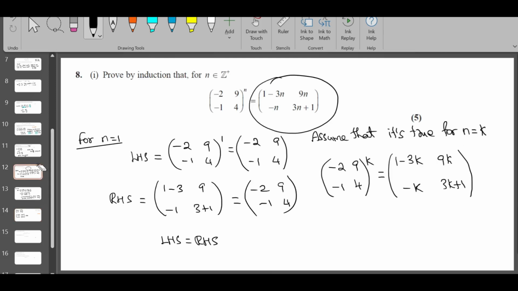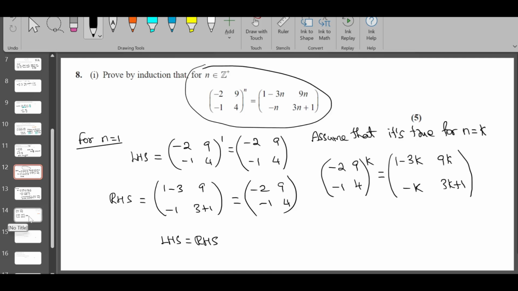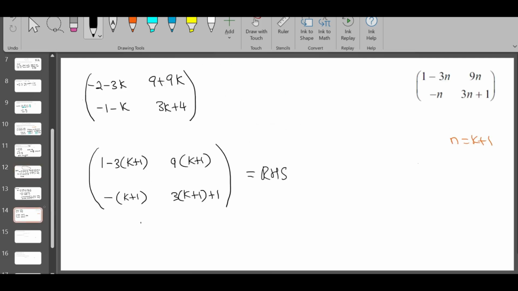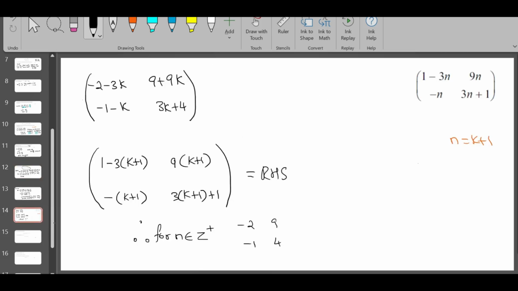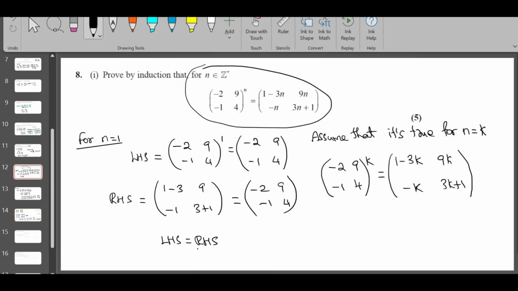Now, what is the conclusion? Just write this whole thing. For n belongs to Z plus, therefore, for n belongs to Z plus, minus 2, 9, minus 1, 4, to the power n is equal to 1 minus 3n, 9n, minus n, 3n plus 1. Hence proved. That's how you write the conclusion. That's all. So this is basically a 5-mark question.